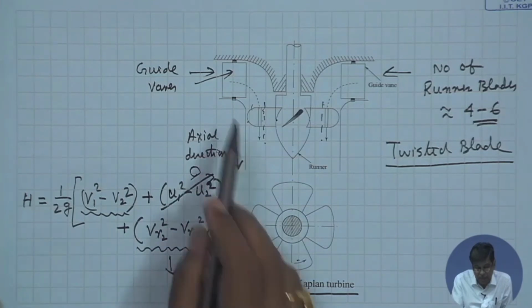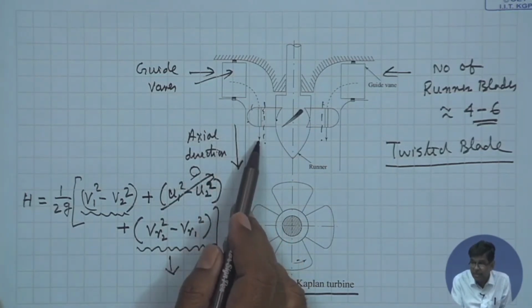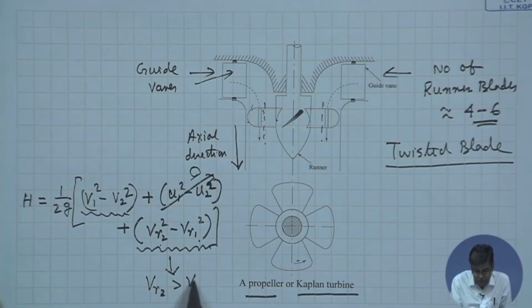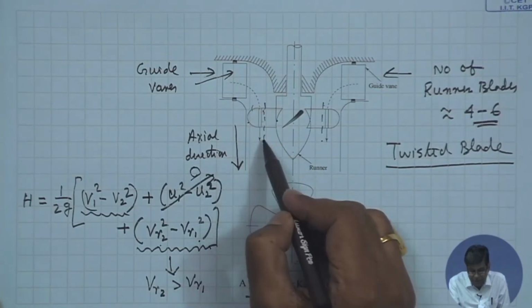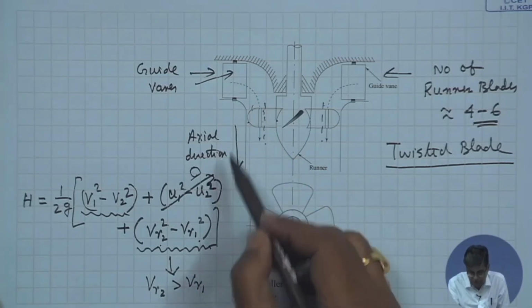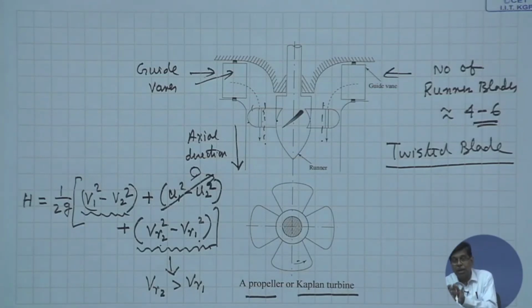That means, if it is a reaction machine, obviously there will be a drop in the static head, that means the static pressure. So, we have to change this relative velocity, that means this has to be positive in that case. So, VR2 has to be more than VR1, which means the flow passage, that is the flow cross sectional area normal to the direction of flow, that is normal to the axial direction, should be a converging type. So, therefore, axial flow machines may be purely impulse machines or may be reaction machines.